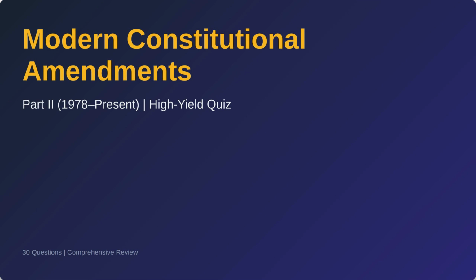Welcome to day 57 of our Indian Polity and Governance series. Today, we are reviewing modern constitutional amendments from 1978 to the present. Let's test your knowledge with 30 high-yield questions.